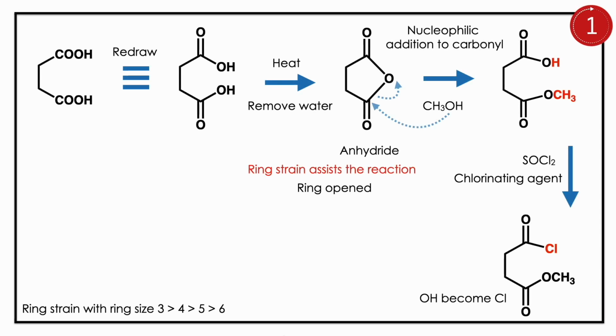There are many ways to achieve the product. Here I have shown the simpler one. Let us redraw the starting material with carbonyl. So carbonyl and OH are there. If you heat it up, it will form anhydride. That is, removal of water leads to anhydride.